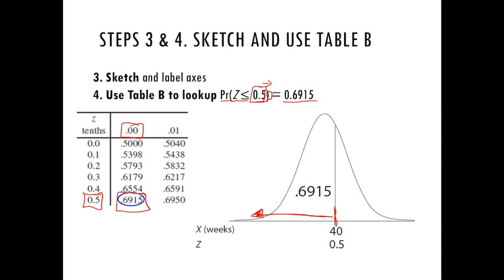So if you ever find a z-score of 0, always know that 0 is going to be the very middle, and that's going to be that value shaded to the left, which is always going to be 50% or 0.5.